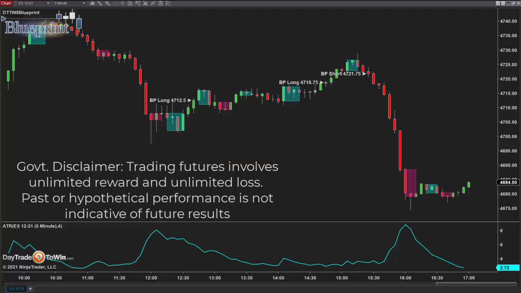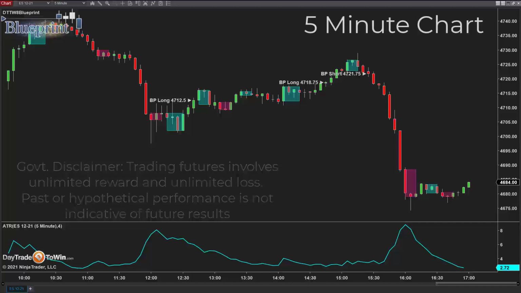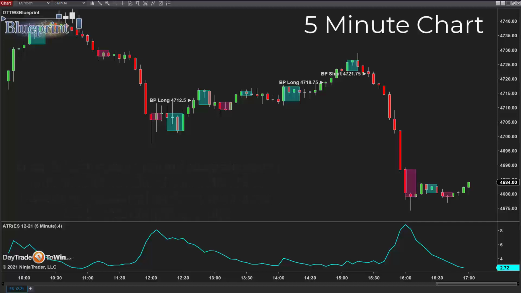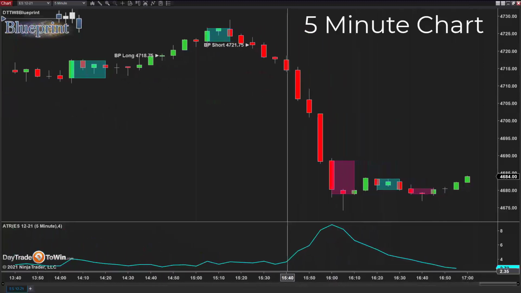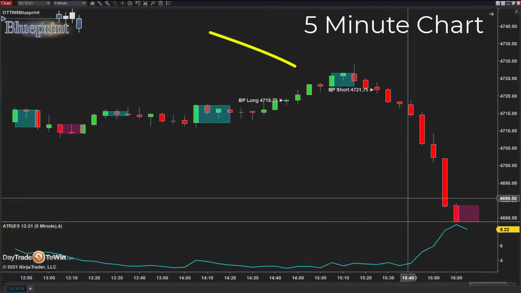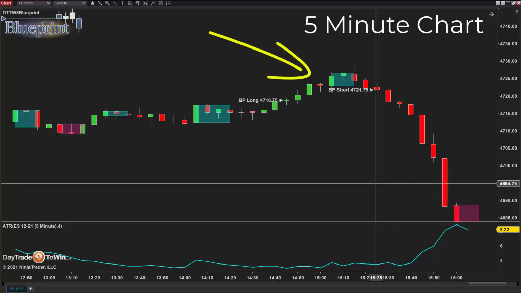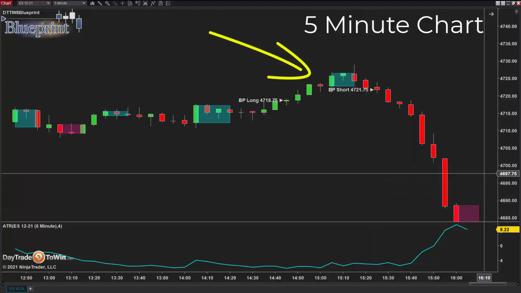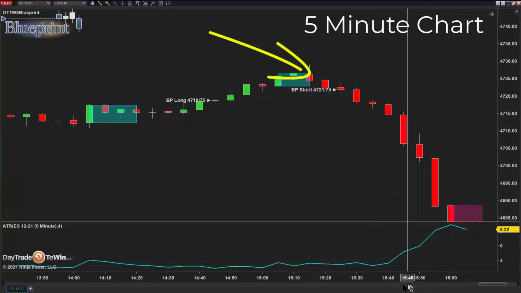So on a 5-minute chart, we can see the signals, we can see the shaded areas. We have specific entries to go long or short. Now, if you take a look here, we'll take a look at this last signal that occurred today at about 15:25, and that's 3:25 Eastern Standard Time on the E-mini S&P.